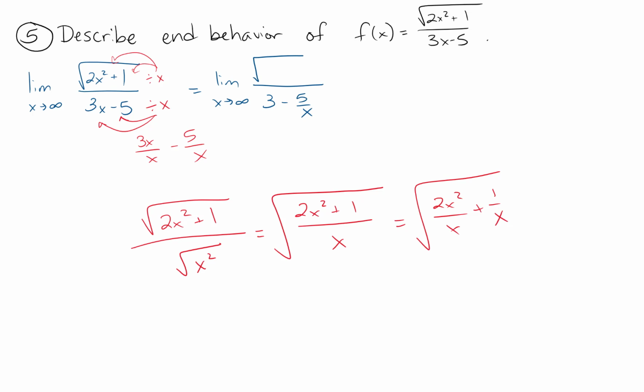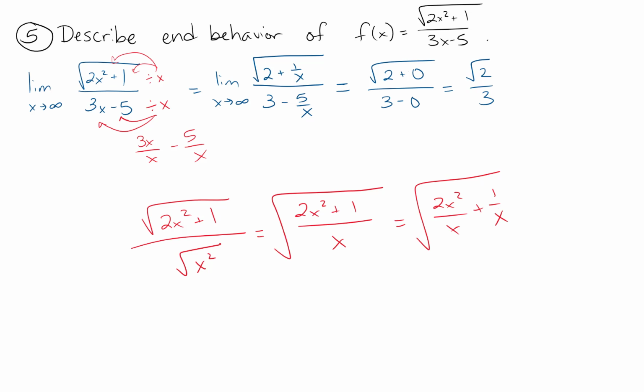leaving me still with a square root in my numerator there, but I have 2 plus 1 over x. So now that gives me something I can evaluate for my limit. So I get the square root of 2, the 1 over x goes to 0, and then 3 minus 5 over x goes to 0. So I get the square root of 2 over 3 here for that first limit.